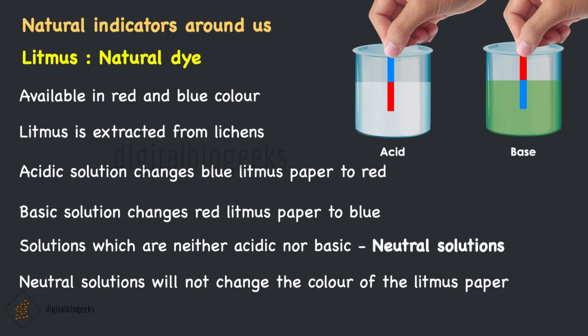If we add baking soda solution on red litmus paper, it turns blue as baking soda is basic. If we add lemon juice to blue litmus paper, it turns red as lemon juice is acidic.